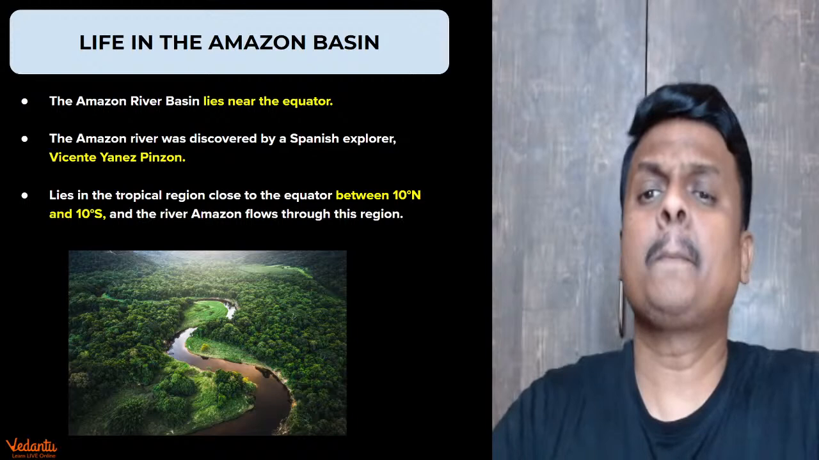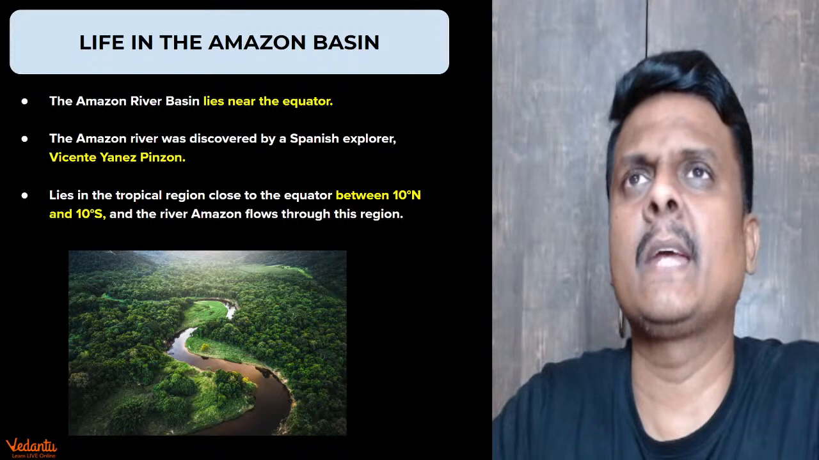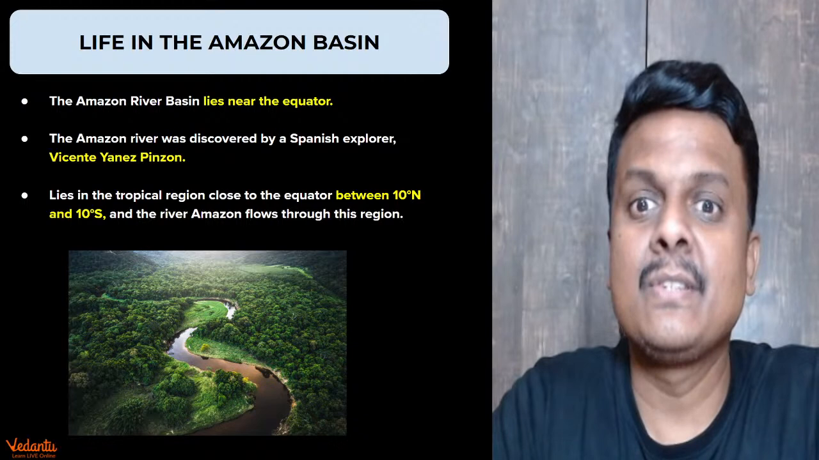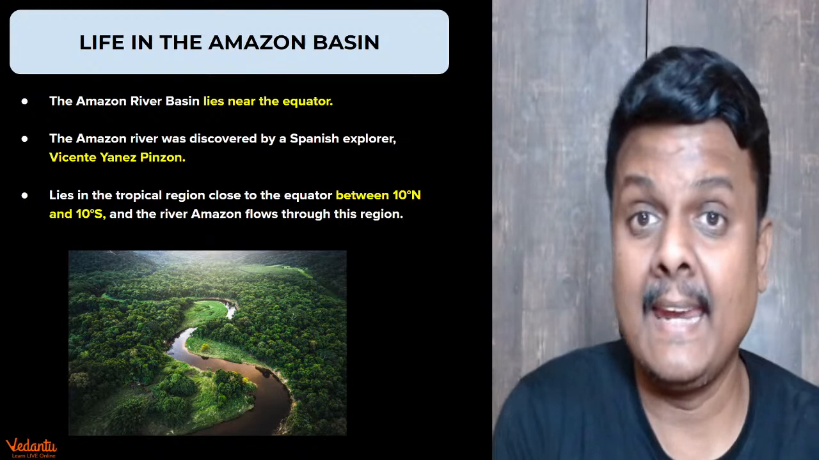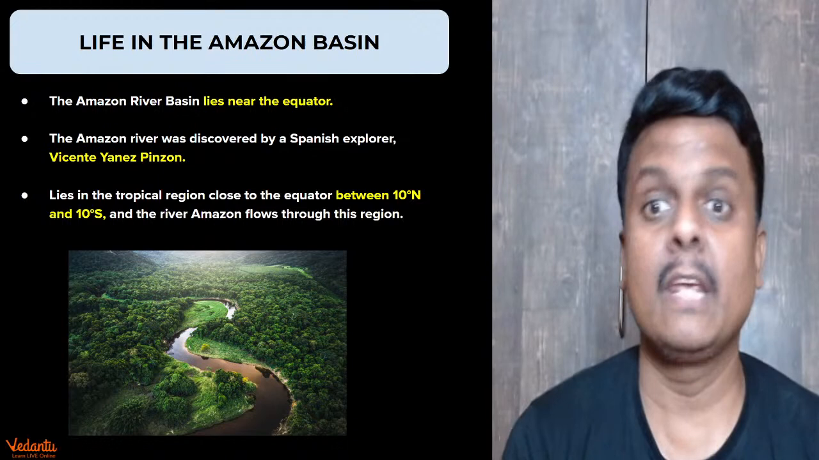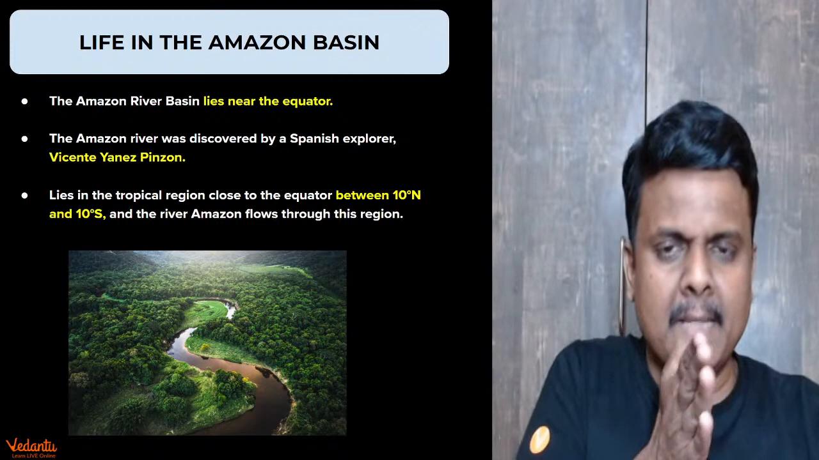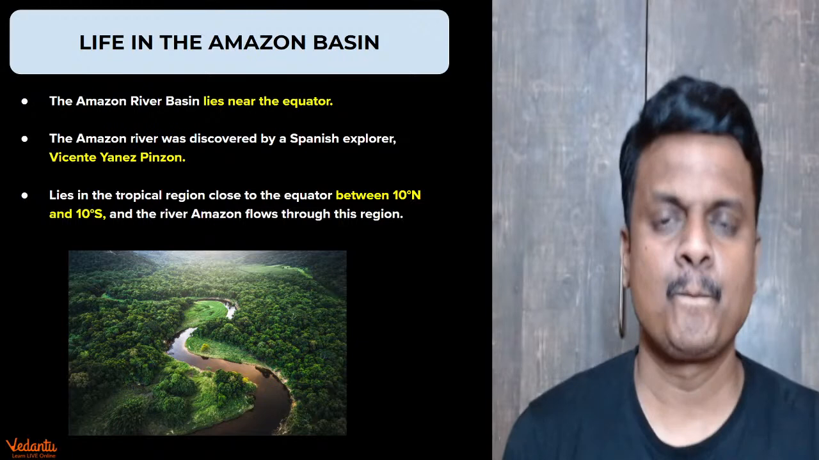So typically, the Amazon River Basin is one of the thickest and, I would say, the lifeline of the earth. The Amazon lies near the equator. The Amazon River was discovered by Spanish explorer Vicente Yanez Pinzon. All right, so he was a Spanish explorer. He found the Amazon River. And typically it lies from the equator between 10 degrees north and 10 degrees south, where the Amazon River is flowing. Cool?